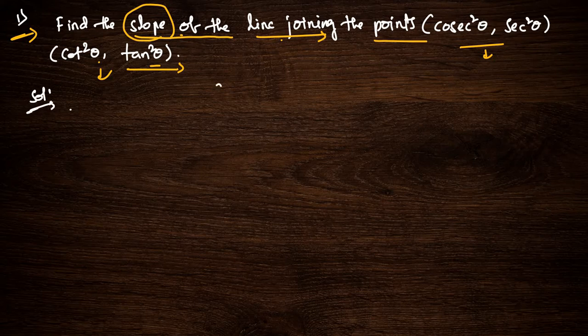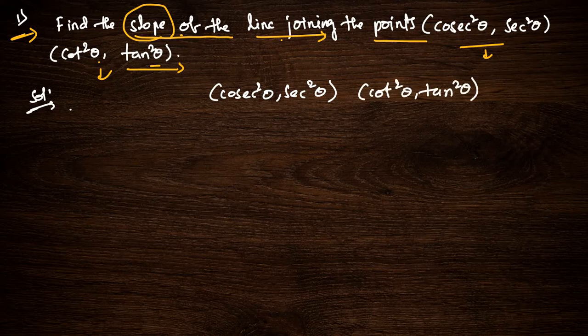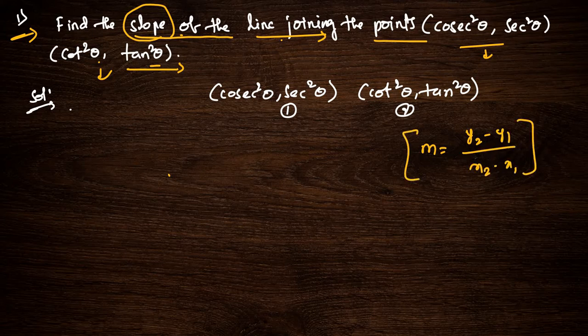The given points are (cosecant square theta, secant square theta) and (cot square theta, tan square theta). These are the given two points, the first point and the second point. Now we have to find the slope. What is the slope formula? The slope formula is m equal to y2 minus y1 divided by x2 minus x1. This is in your textbook, coordinate geometry, page 191. Please go through there and you will get this formula and you can do it easily. So practice this formula: y2 minus y1 by x2 minus x1.